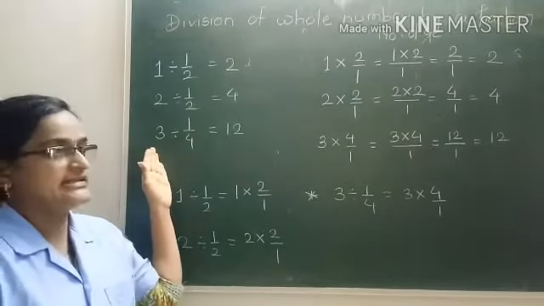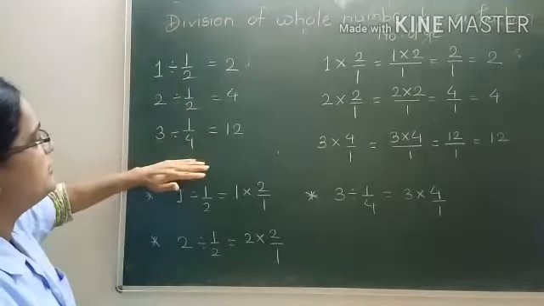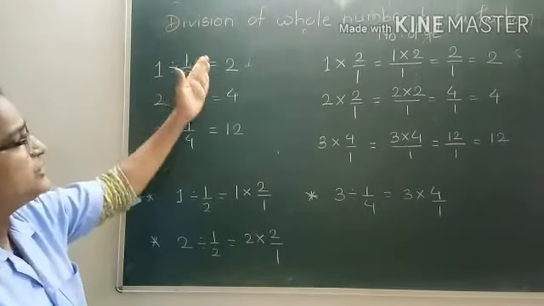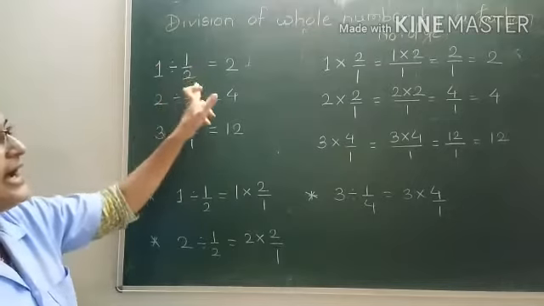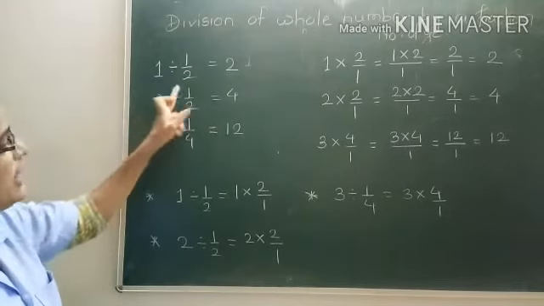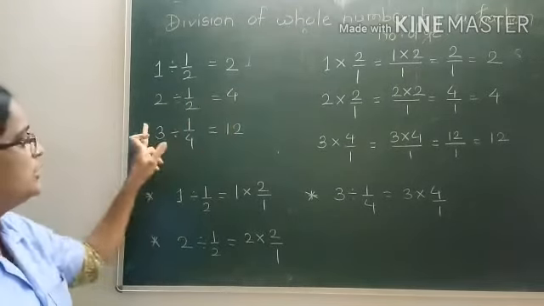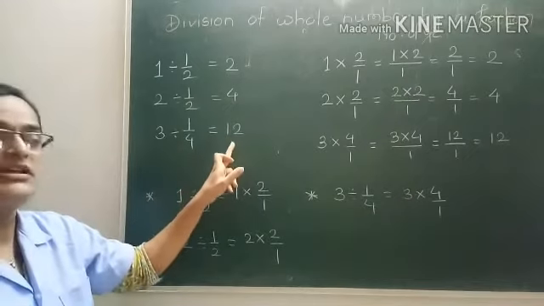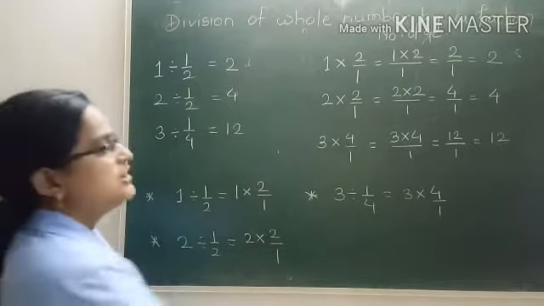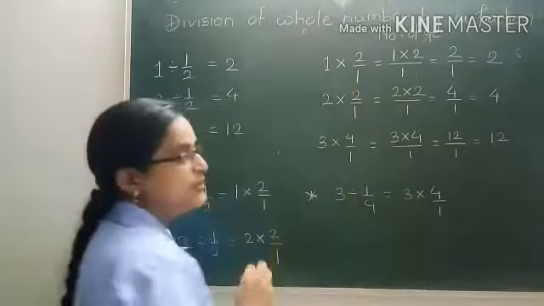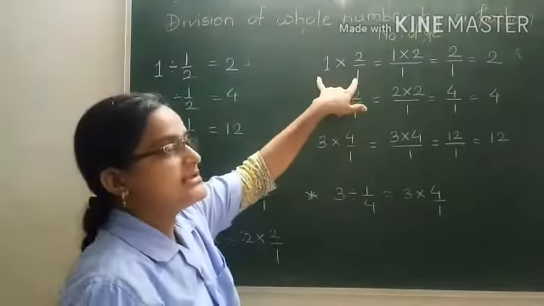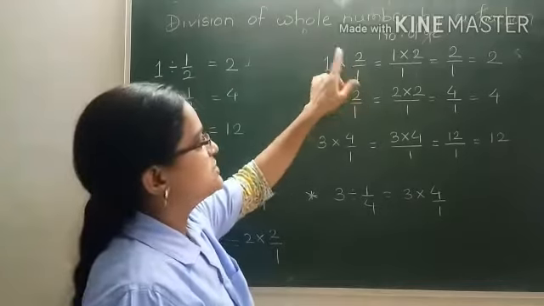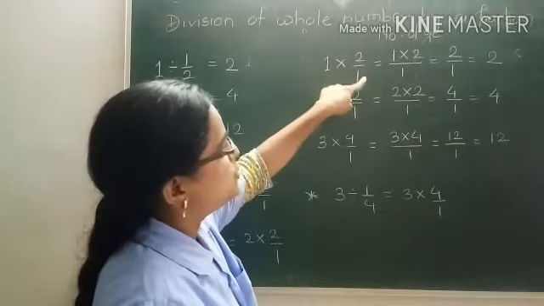Now see, whatever we had concluded before: 1 divided by half is 2. 2 divided by half is 4. 3 divided by 1/4 is 12. Now see, if I consider this type of multiplication, say I am going to connect 2 things together. If I consider this type of multiplication, 1 multiplied by 2 upon 1.